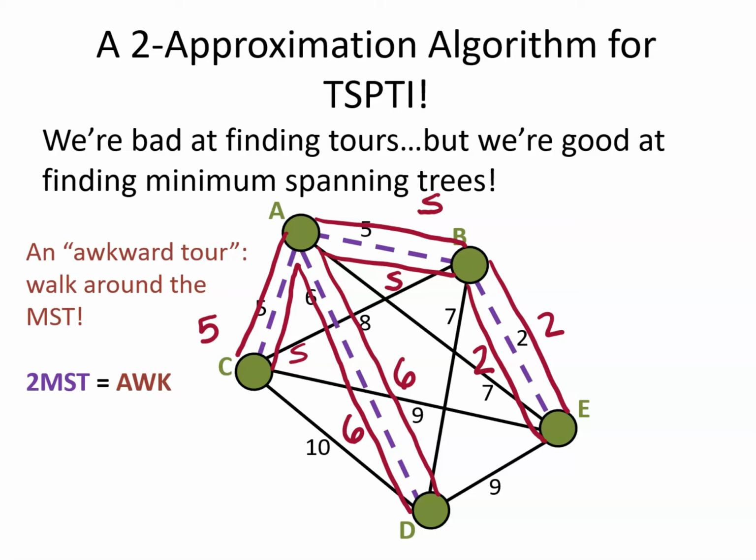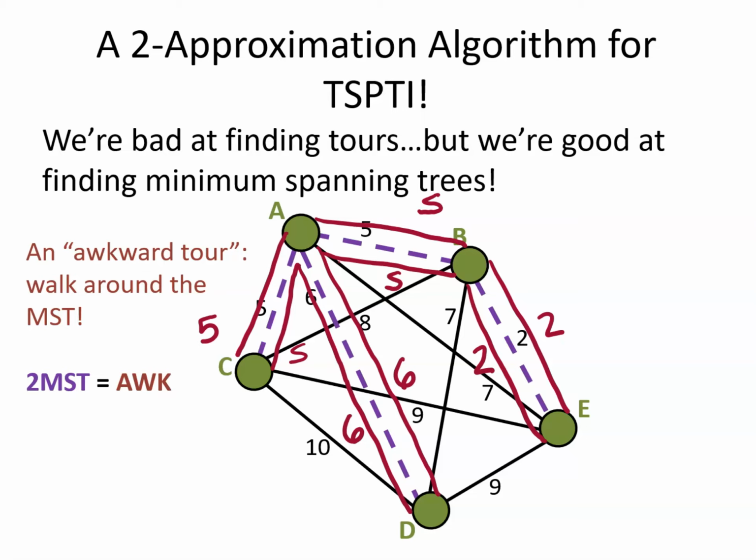In this case, we can see that we go from A to C, back to A again, then back out to D and back to A, then to B, E, back to B, and back to A again. If we take this particular, quote, tour, unquote, we can see that it's not the normal kind of tour we would expect for this graph, but it does visit every single vertex.